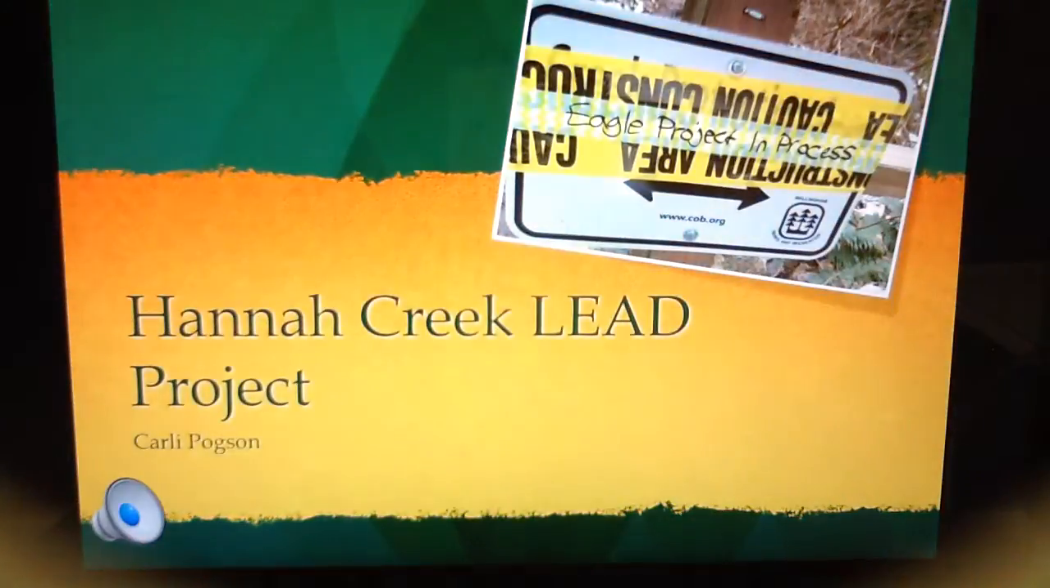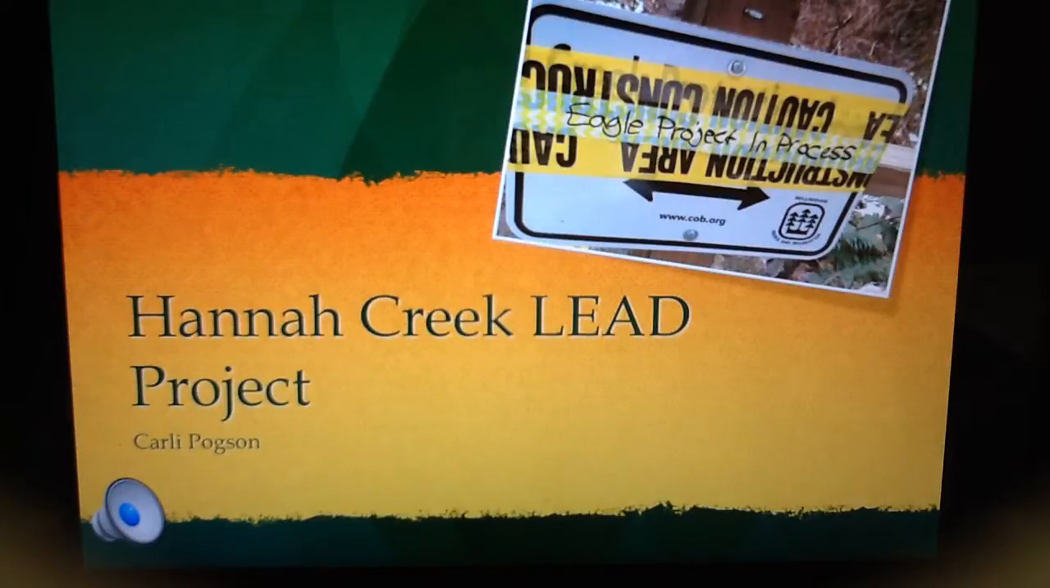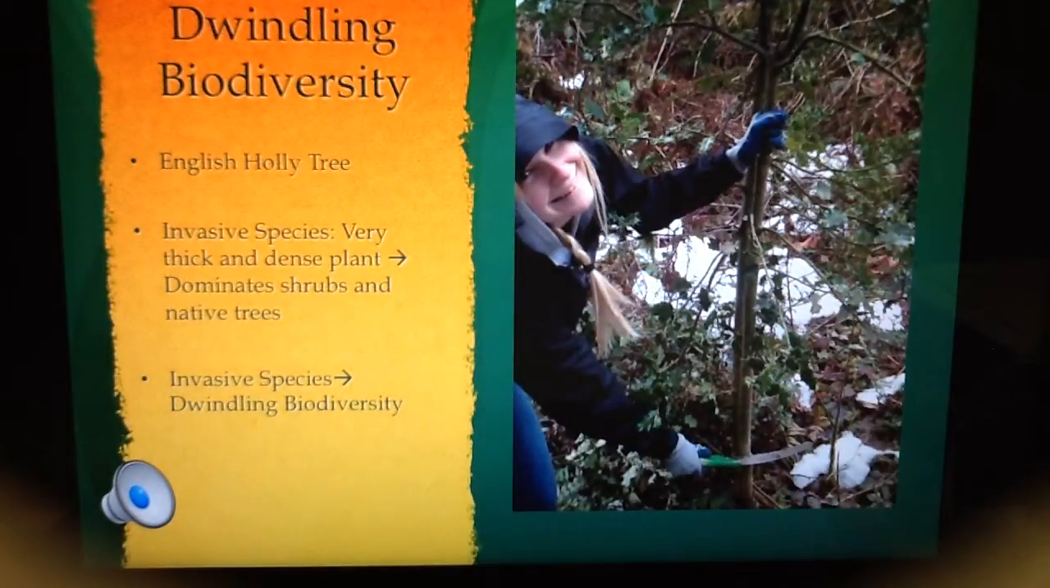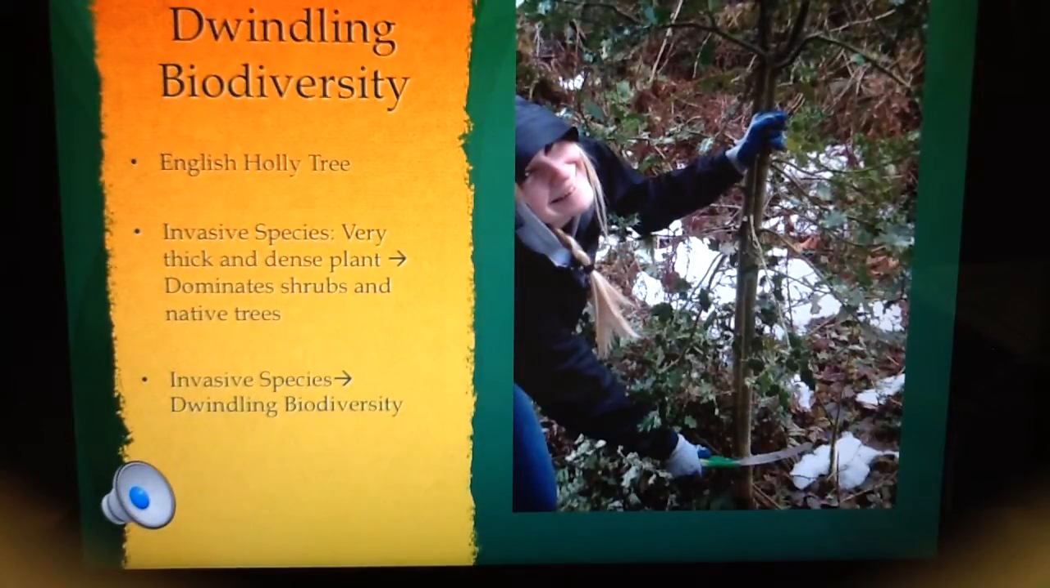For my community service, I worked with LEAD, and what we did was assist a boy with his Eagle Scout project, which involved helping to restore the surrounding areas of Hannah Creek. The first topic that I want to talk about in regards to my Hannah Creek LEAD project is dwindling biodiversity.